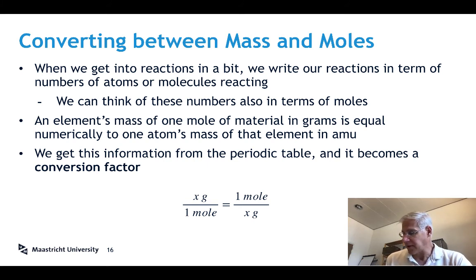Now, a conversion factor is any time you have something per something else. The most common way of stating the mass of an element or of a molecule is in terms of grams per mole. But we can also invert that and get 1 mole per the same number of grams. Even though numerically they look different, symbolically they are exactly the same.